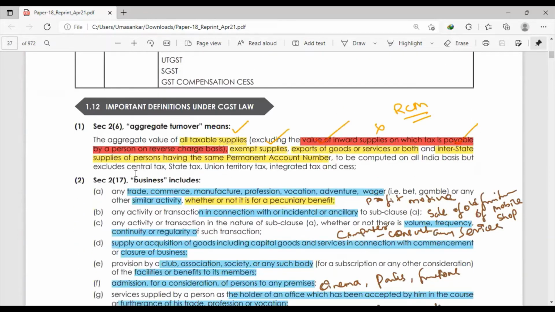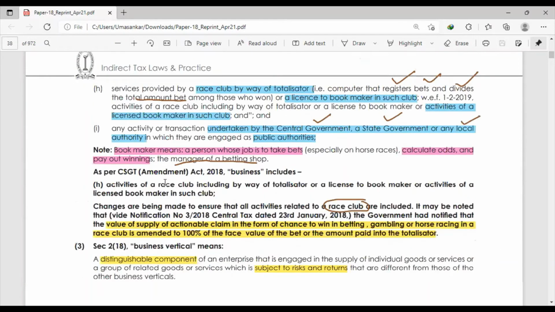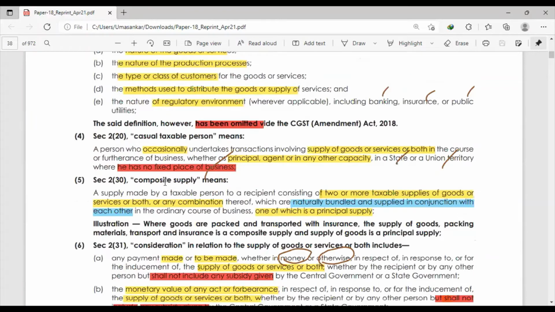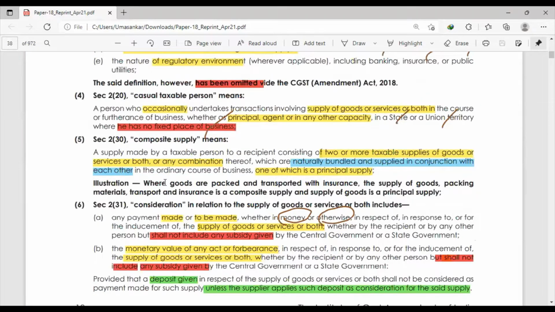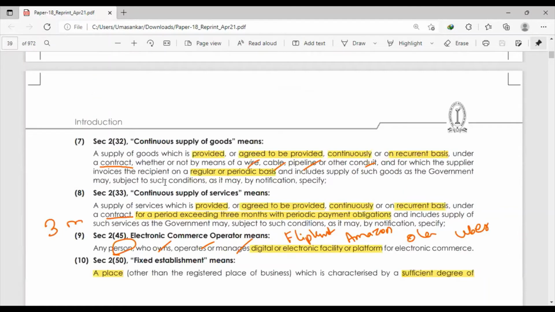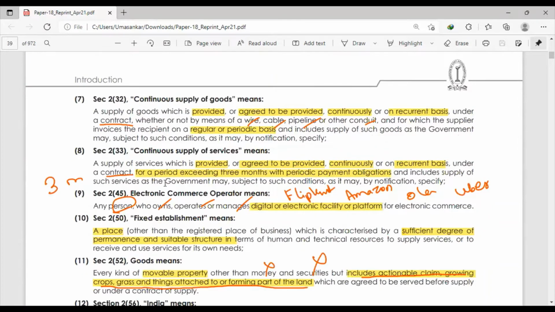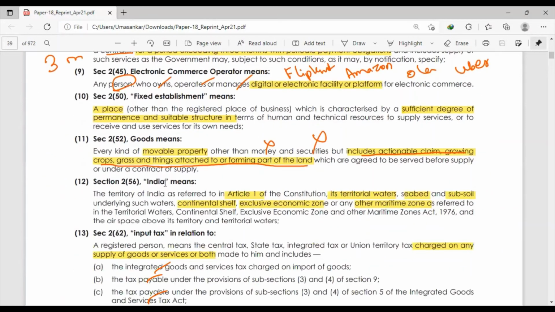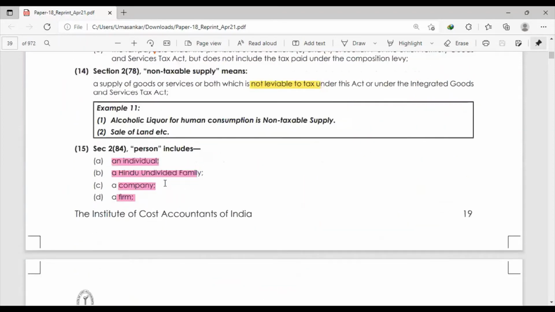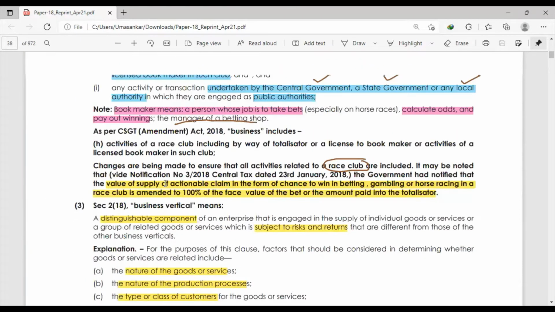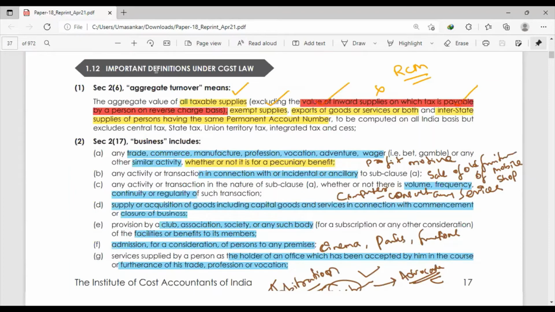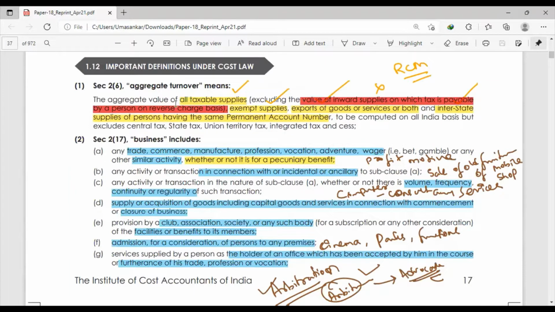And I have also gone through some of the definitions under the CGST Act: aggregate turnover, business, business vertical, casual taxable person, composite supply, constitution, continuous supply of goods, continuous supply of services, electronic commerce operator, fixed establishment, goods, India, and input tax. Some of the important definitions is aggregate turnover. So I am repeating this definition.